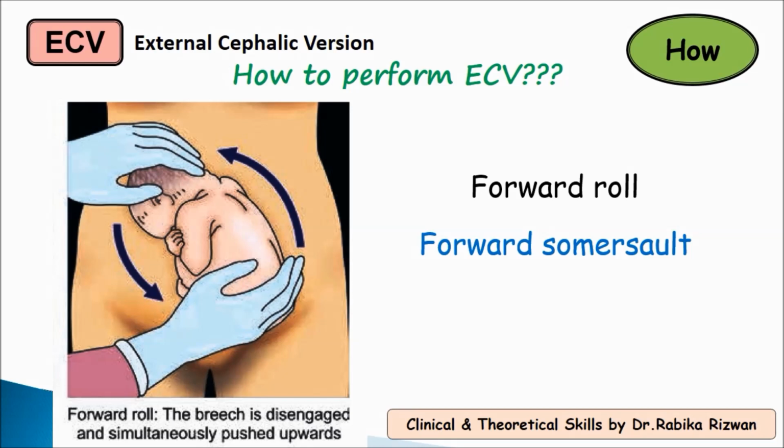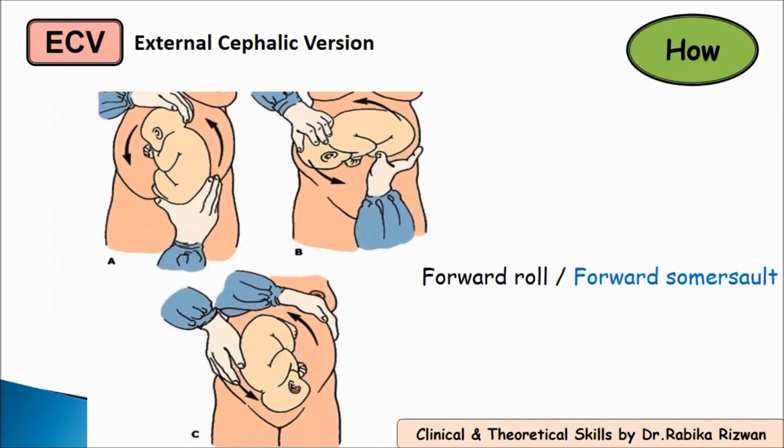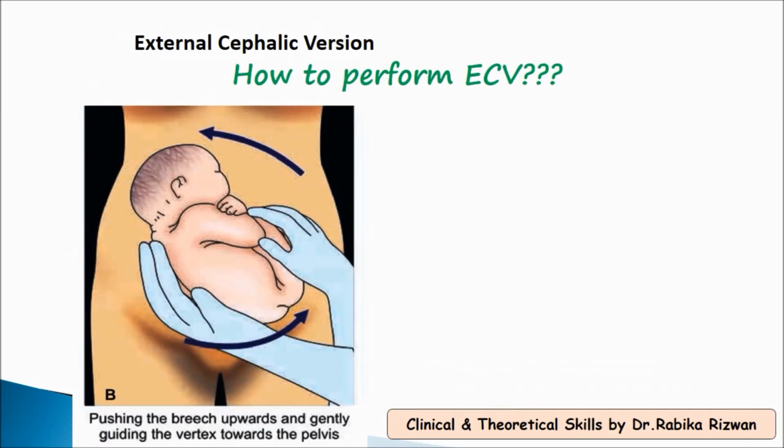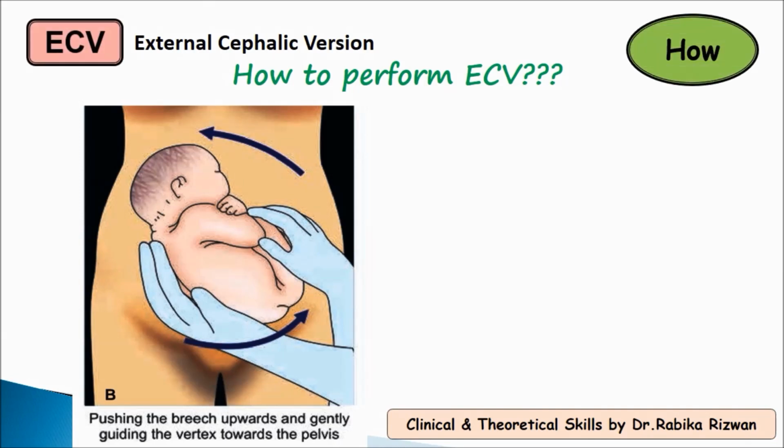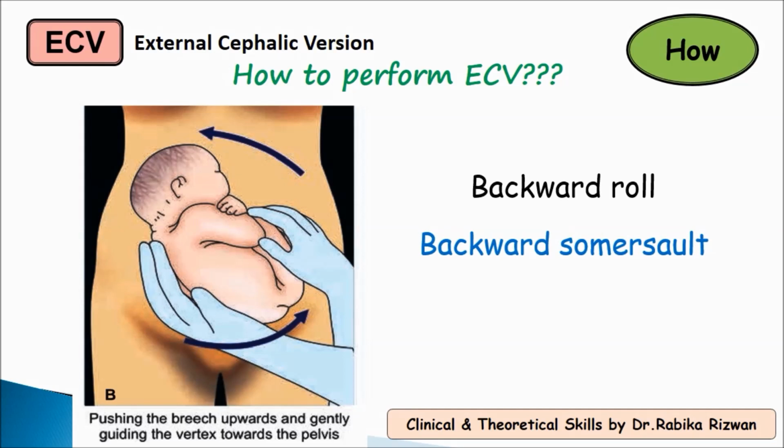Most clinicians tend to perform forward roll first, followed by backward roll. Here in this picture, forward roll or forward somersault is clearly shown, as the back of the baby and head are lying on the opposite side of the clinician or the practitioner who is performing ECV. So, forward roll is being performed. Make sure that you do not perform jerky movements. It should be a gentle movement.